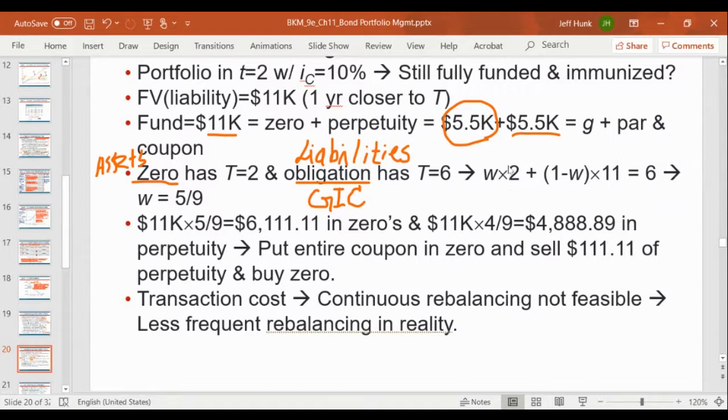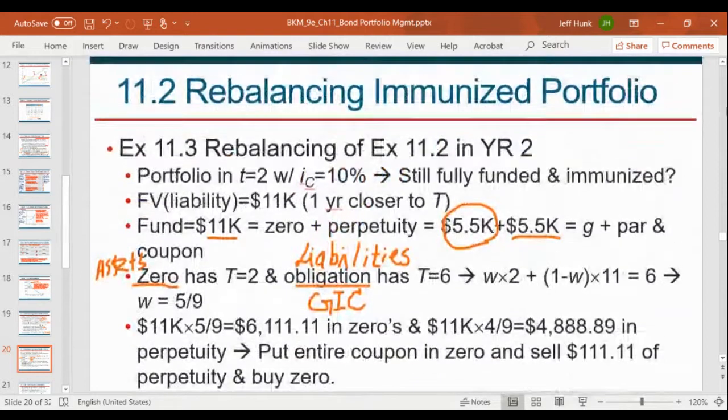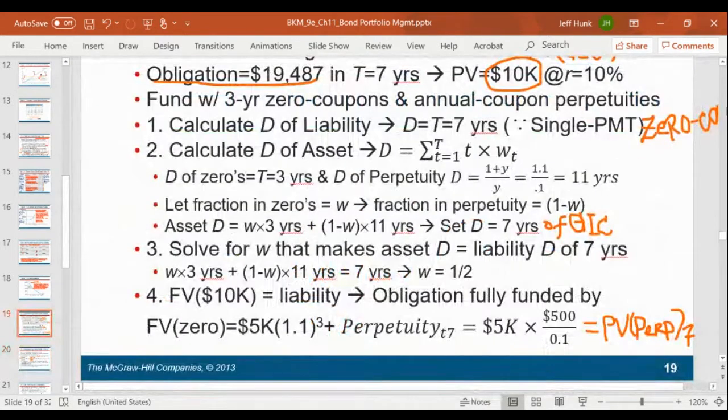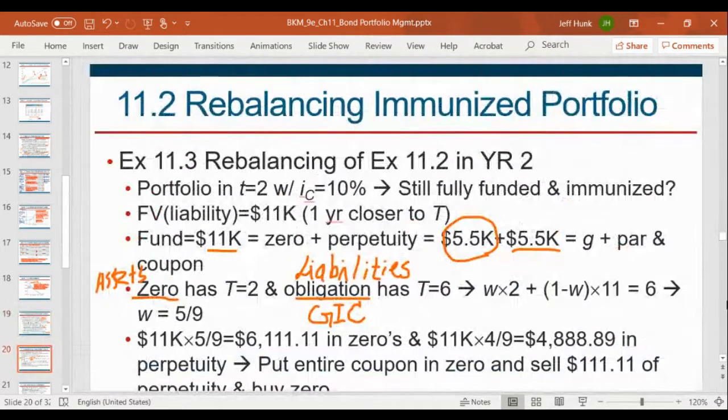now zero has only 2 years left. And we know the duration of the perpetuity was 11 years. Yes, it's exactly 11 years. Zero's duration is 2 years, because zero's duration is the same thing as t. And 11 years is the duration of the perpetuity. I would rather do it this way.